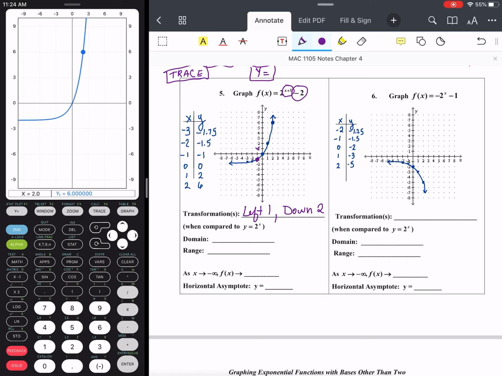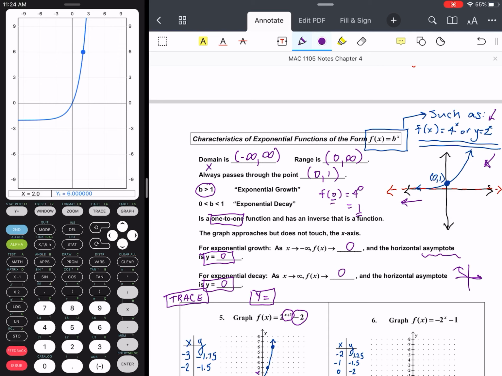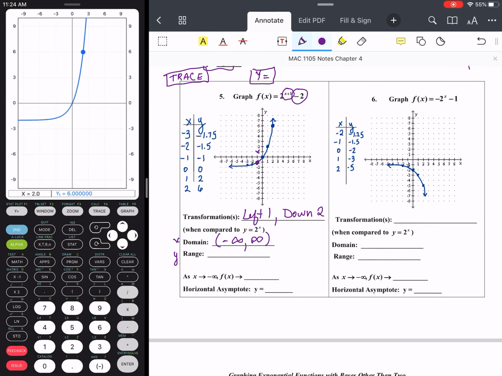The domain of any exponential function is -infinity to +infinity, those are our x values. And then the range here, typically, if we don't have any vertical shifts, remember that our range is typically from 0 to infinity, but we had a vertical shift down 2, so our new range is from -2 to infinity. So that vertical shift affects our range.